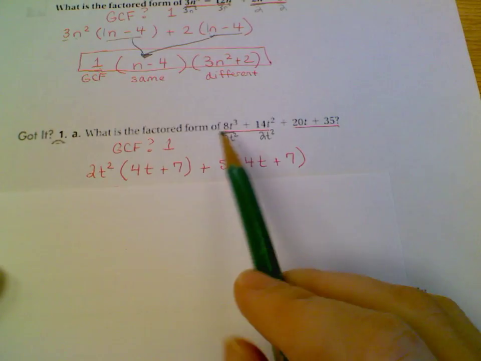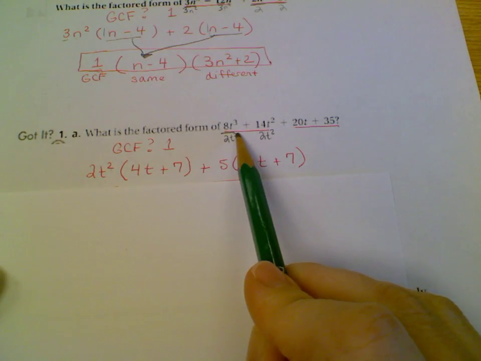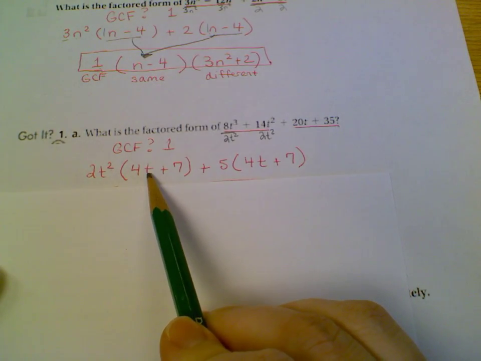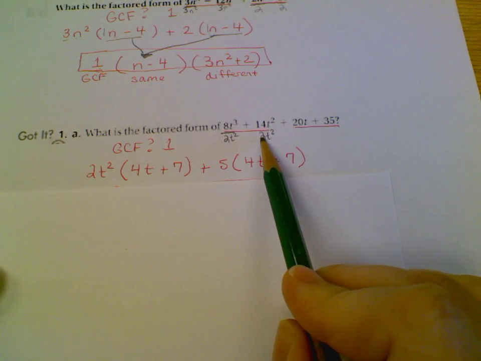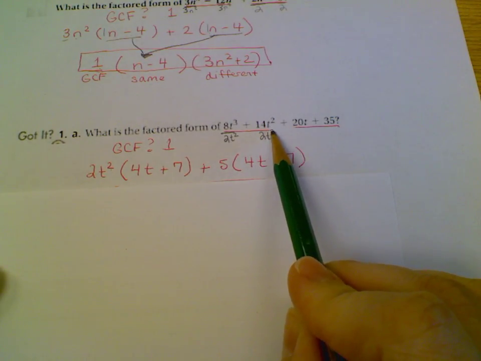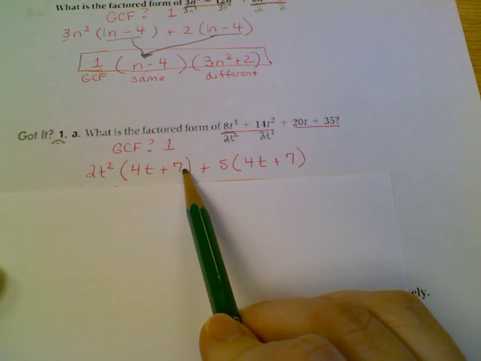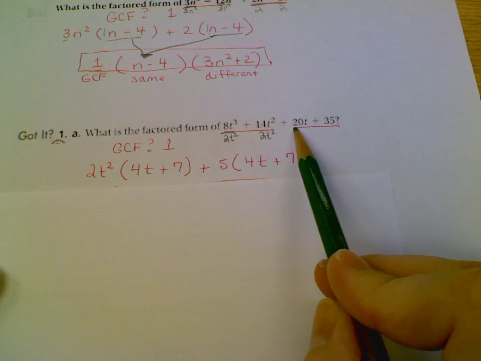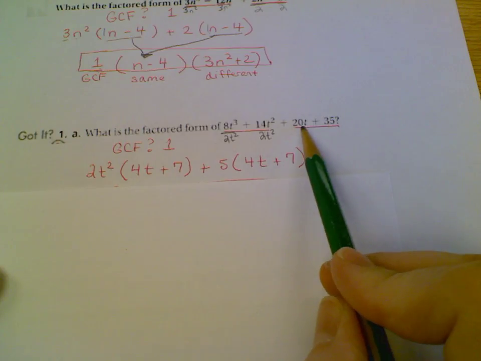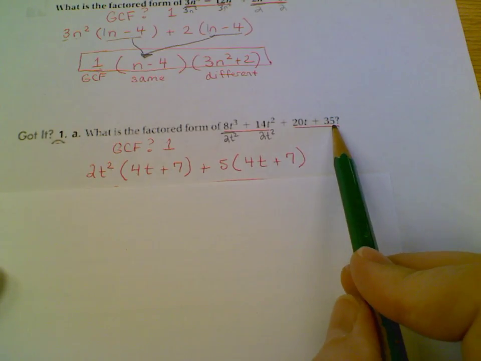I would get 4, and then taking away 2 t's is going to leave me with 1 t here. Then I'm going to divide 14 by 2 and get 7, and I'm taking away both t's, so I have no t's left on this second piece. Then I'm going to find the greatest common factor of the second 2 terms, or the second group.